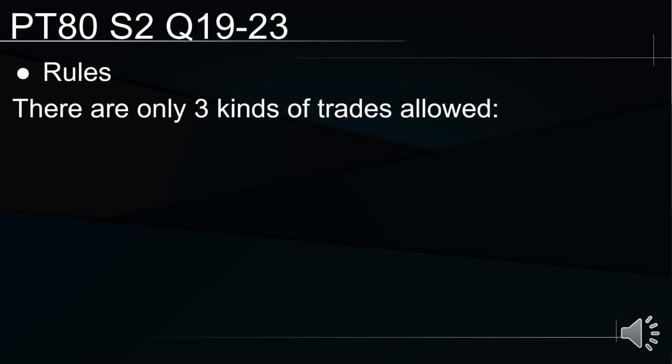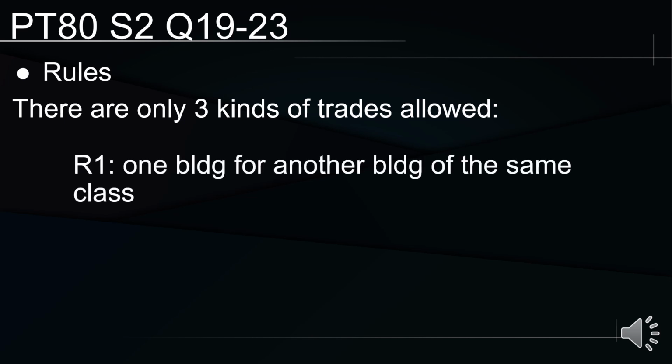So there are only 3 kinds of trades that are allowed in our regime here. Rule number 1 tells us that the first kind of trade that is allowed is one building for another building of the same class. This is pretty simple, pretty self-explanatory. I don't think there's very much else to say about it.